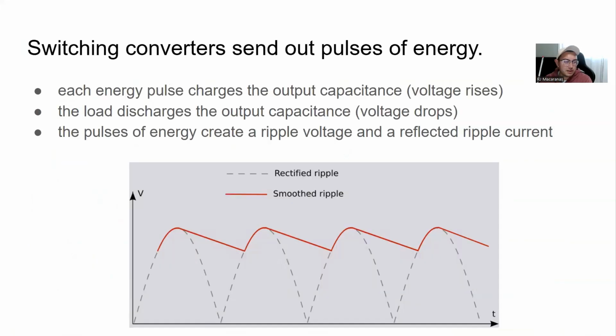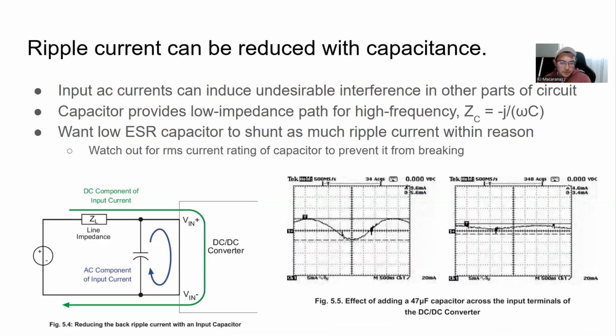So jumping straight into input filtering. These switching converters that we've been looking at throughout this course are sending pulses of energy. Each of these pulses are charging output capacitance, right? And we see that as when the voltage rises, that's just some amount of capacitance being charged. And then the load is taking that energy that's stored in the capacitor and causing the voltage to drop, right? So it's discharging that capacitance. And this act of charging and discharging the capacitance causes a ripple voltage, which in turn causes ripple current to be coming from our DC to DC converter.